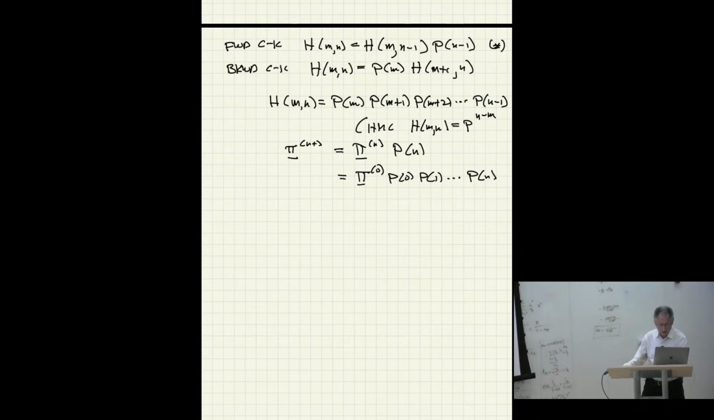This is very much similar to what we had the other day. Now this was for discrete time. Right after the break, we're going to look at continuous time. So let's take the break.